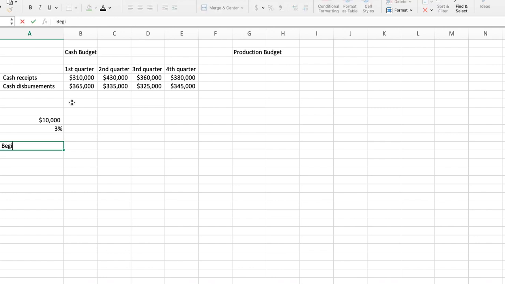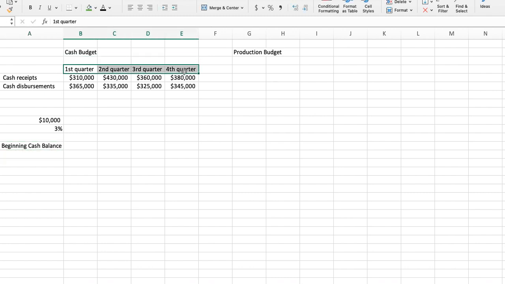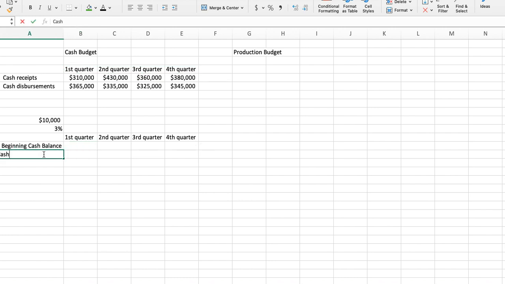So we'll start with our beginning cash balance. One reason I want to do this is because of a common mistake I see with students. I don't think it happens in the workplace, but I want to show you. So we have cash receipts and cash disbursements. We'll call this total cash available.